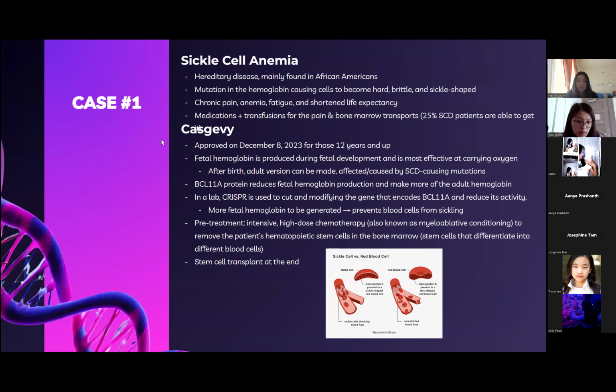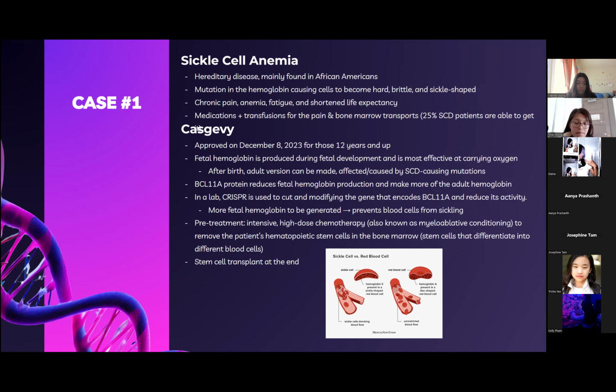So before I talk about what Casgevy is, which is the first case of what we're going to be talking about with CRISPR, what exactly is sickle cell anemia? Sickle cell anemia is a hereditary disease that is mainly found in African Americans. It is caused by a mutation in the hemoglobin protein found in red blood cells, which are used to deliver oxygen to the body's tissues. This mutation causes red blood cells to become hard, brittle, and sickle cell shaped. Cells get stuck within vessels and scratch them, leading to inflammation and limited oxygen delivery. Those with this disease have chronic pain, anemia, fatigue, and a shortened life expectancy.